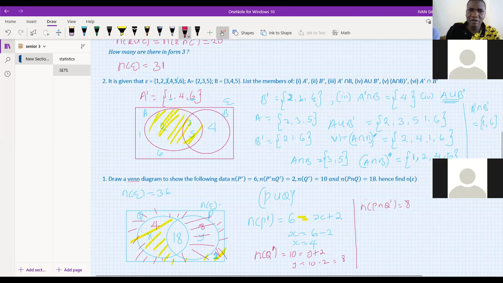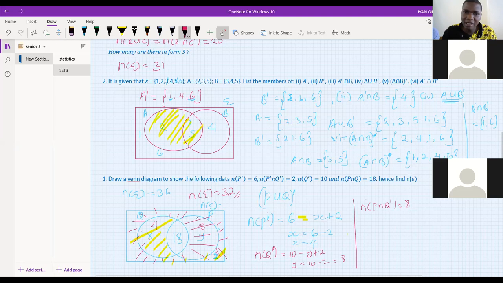Just adding, simple arithmetic. This is not something complicated. You get 32. So in the universal set, there are 32 elements. A friend of ours gave us 36, but I think there was some miscalculation somewhere. It is supposed to be 32. And that's what you're supposed to do with that number.